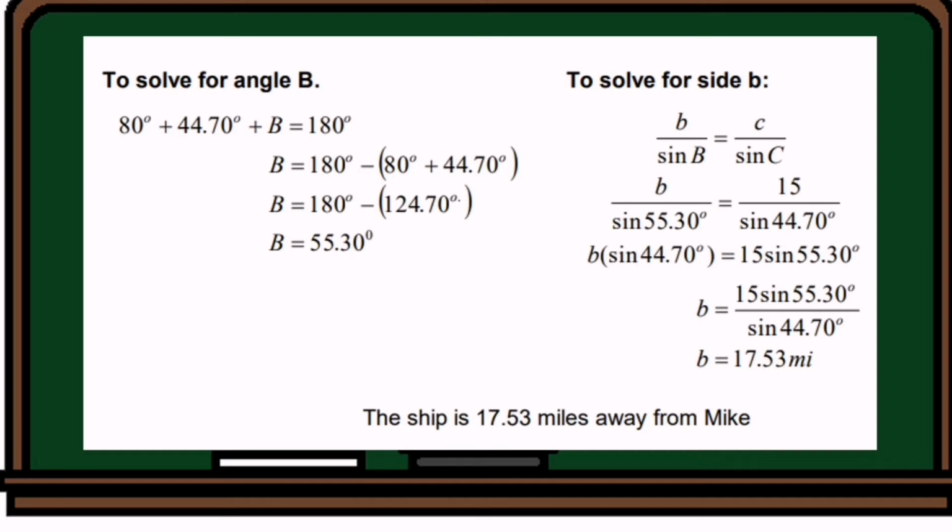Substitute the given, which is the value of angle B, the value of angle C, and the measure of side C. And we will get B over sine 55.30 degrees is equal to 15 over sine 44.70 degrees. Then, solve for the value of side B. B is equal to 17.53 miles. The ship is 17.53 miles away from Mike.